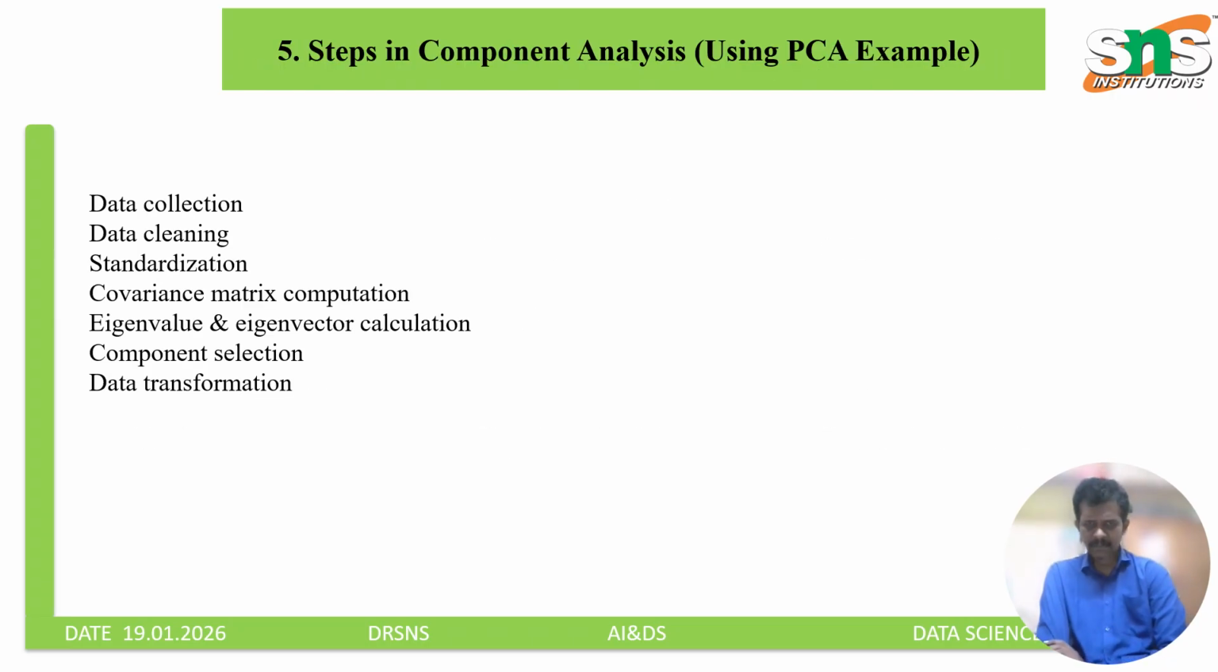Next, the steps in component analysis using PCA as an example. What are the steps we need to follow? First, data collection. Next, data cleaning. Next, standardization. Next, covariance matrix computation. Next, eigenvalue and eigenvector calculation. Next, component selection. And the last one is data transformation. So these are the steps in component analysis.